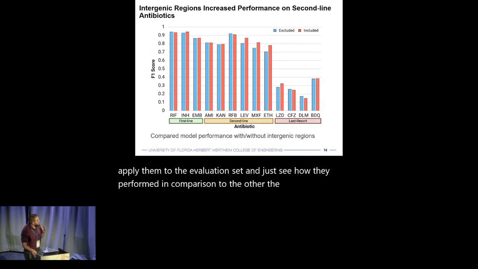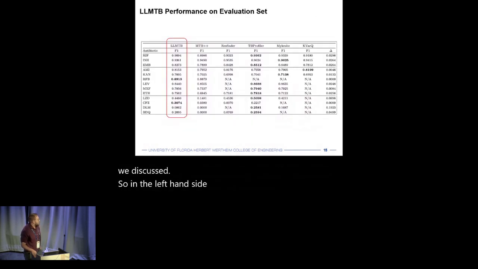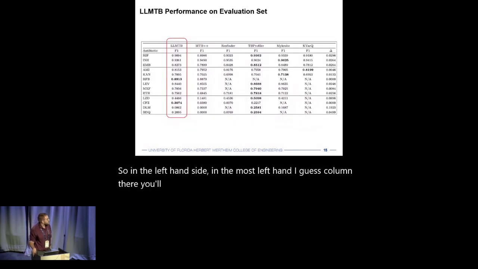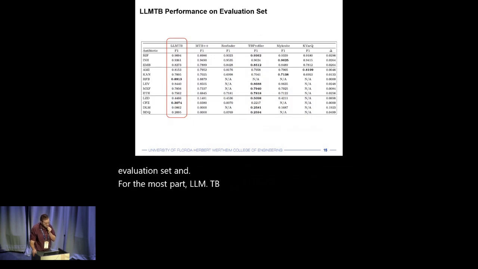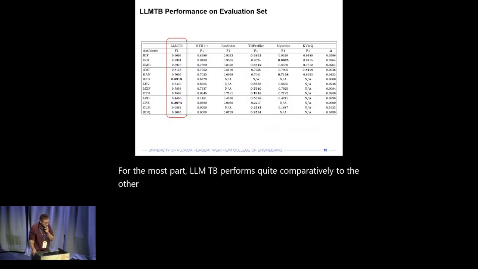So on the left-hand side, in the most left-hand column there, you'll see the performance of our method on the evaluation set. And for the most part, LLMTB performs quite comparatively to the other methods included in this study on the first and second line antibiotics.